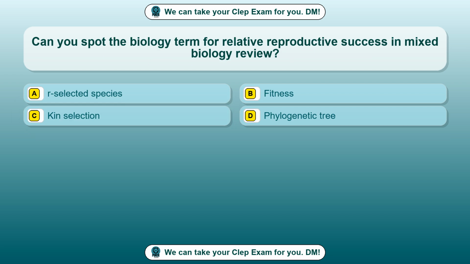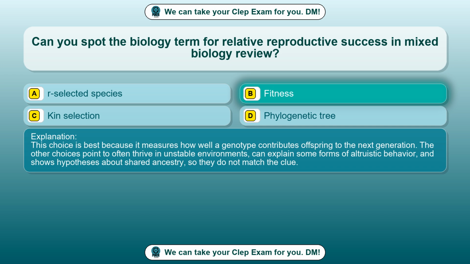Question 46. Can you spot the biology term for relative reproductive success in mixed biology review? Option A, selected species. Option B, fitness. Option C, kin selection. Option D, phylogenetic tree. The correct answer is option B, fitness. This choice is best because it measures how well a genotype contributes offspring to the next generation.